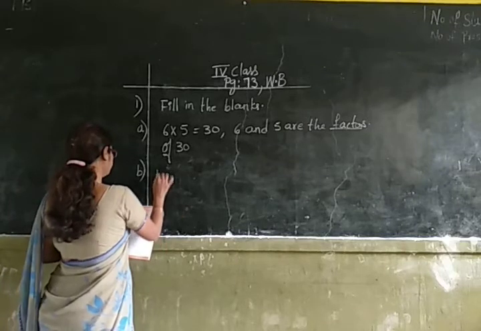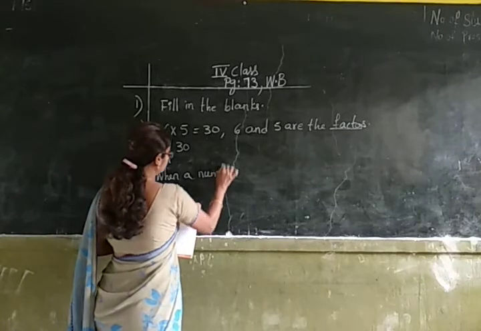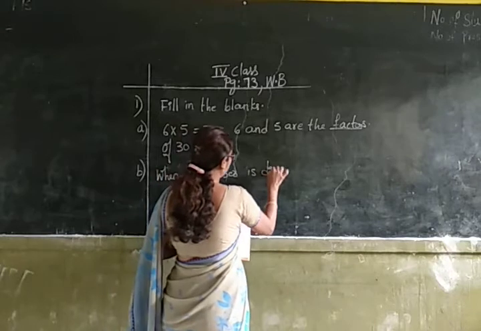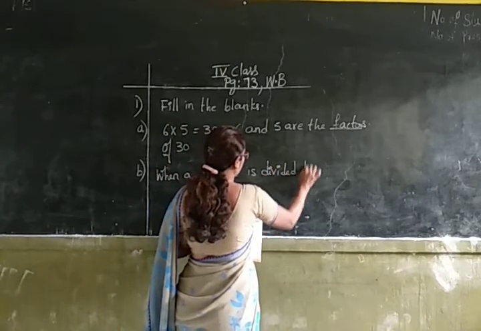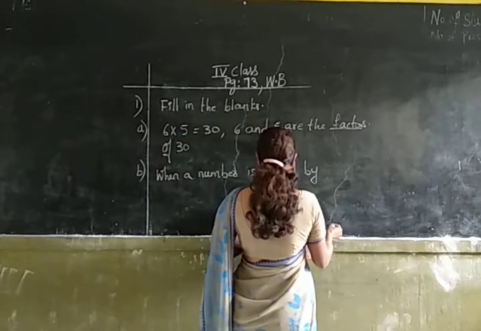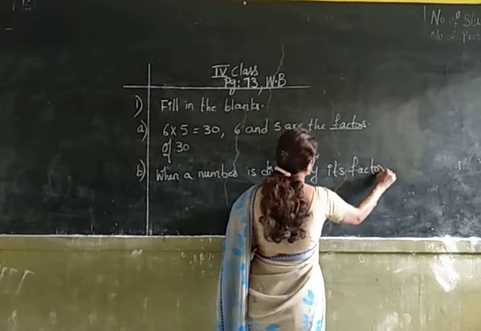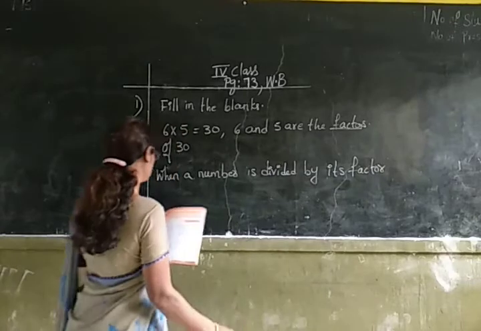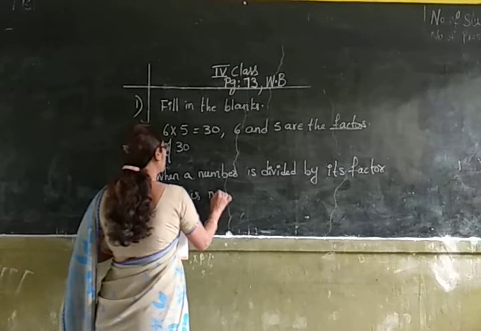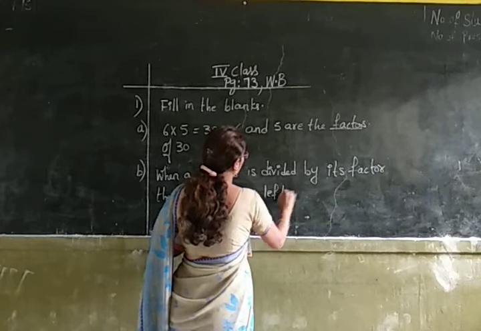When a number is divided by its factor, there is no dash left.